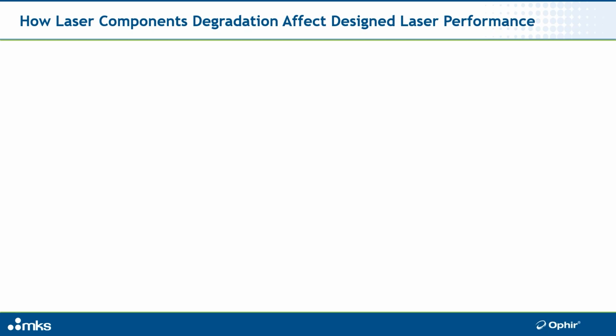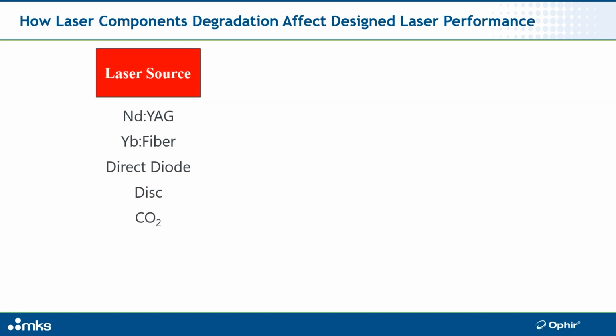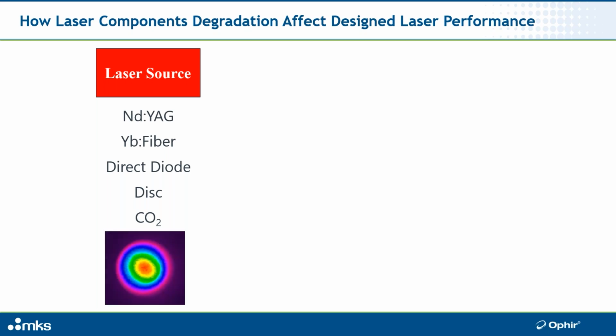So talking about how laser components degrade the overall system, let's just look at a typical laser system. You start off with a laser source. That laser light is generated through some kind of lasing medium. Usually today it's a fiber laser, in the past it has been Nd:YAG or CO2. And when we take a beam profile of that particular laser, you have something that's nice and beautiful and round, and the energy is distributed, and everything is great.